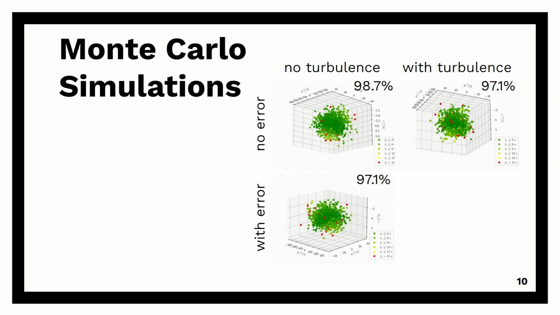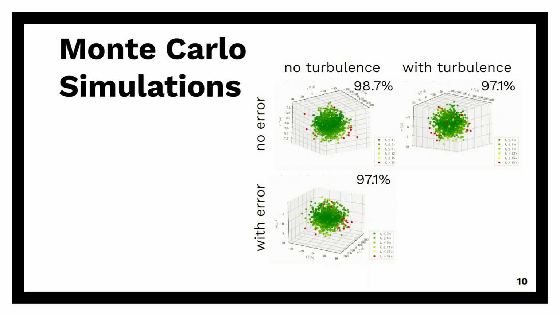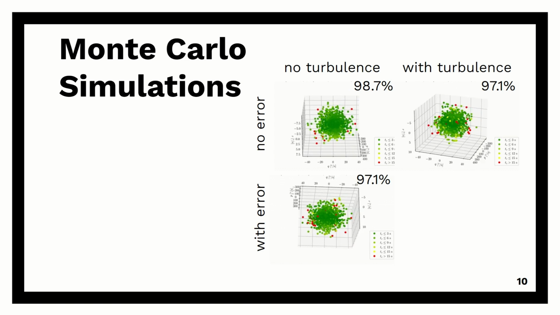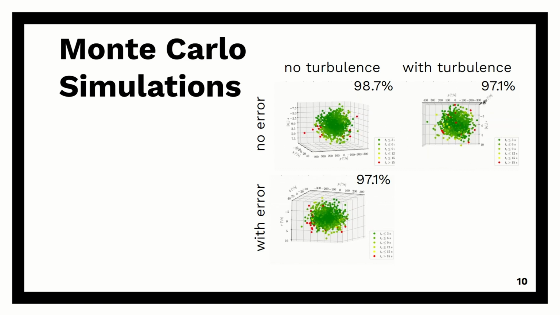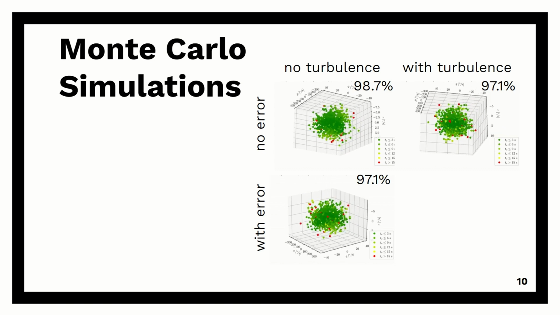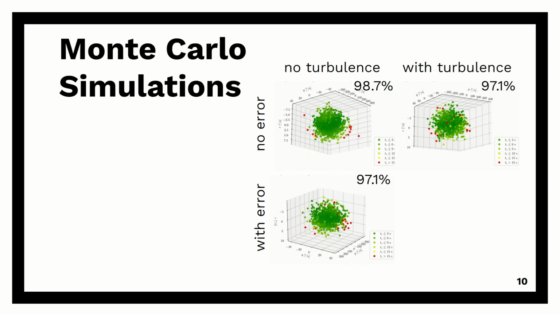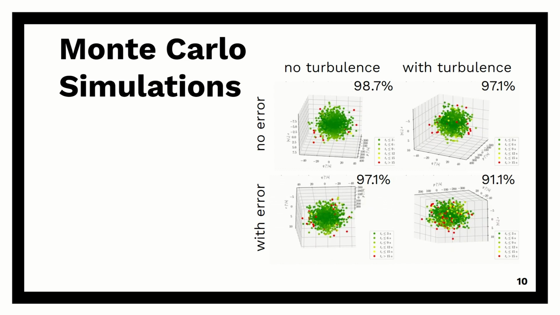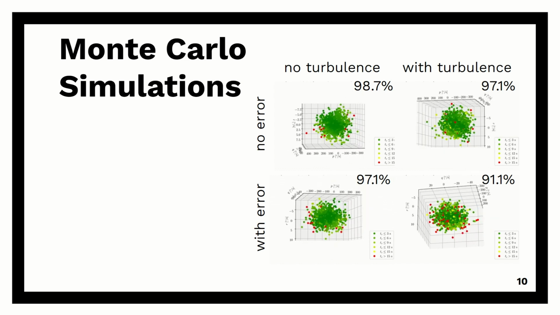Now, once again, I want to reemphasize all of these simulations have initial condition dispersions. It's just dependent on whether or not we had error or turbulence. And you can see the axes of the initial condition dispersions on the plots. And lastly, 91.1% success with error and turbulence.